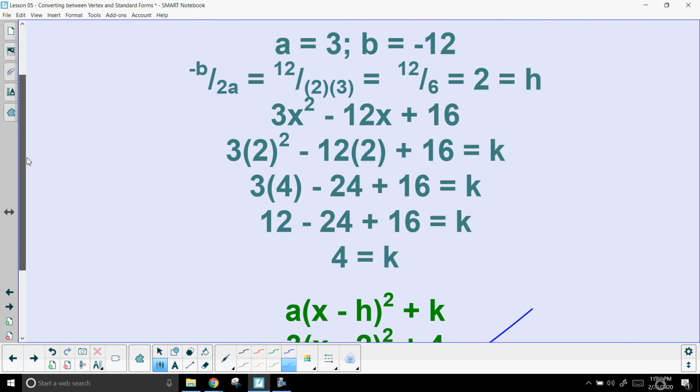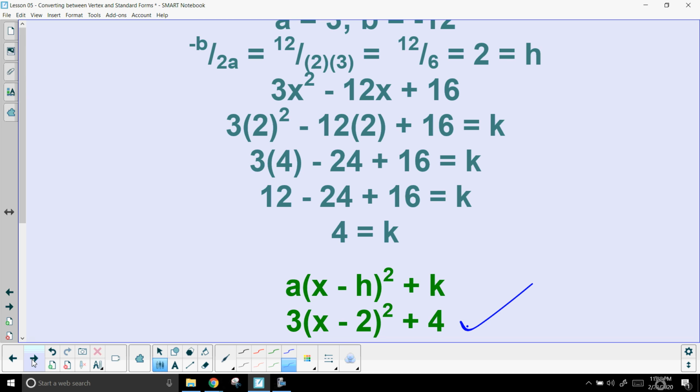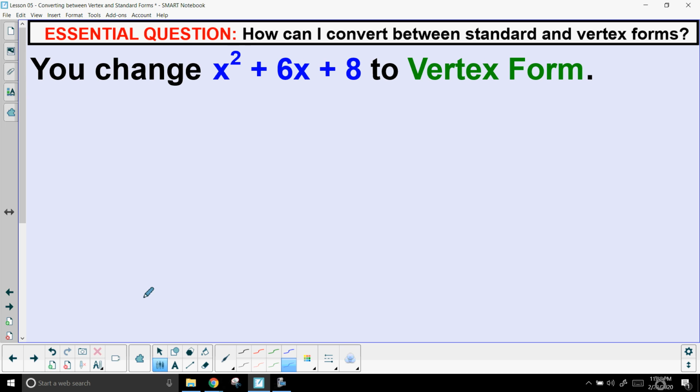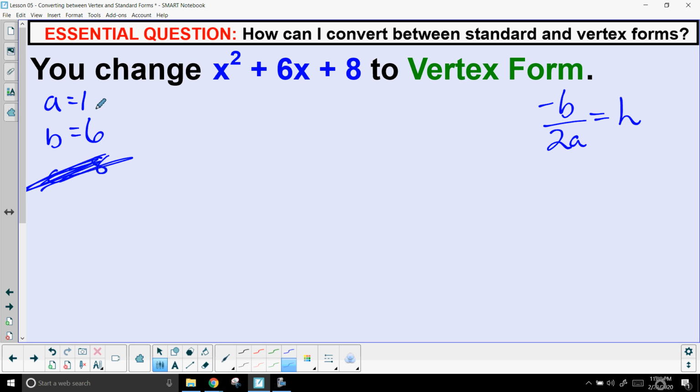One more. Pause the video. Try it out. Don't forget, you need this formula. All right, here we go. A, 1. B, 6. C, 8. We don't need the C. We do have A. -B over 2A. -6 over 2 times 1. -6 over 2. -3 is H. Man, I'm just that good.